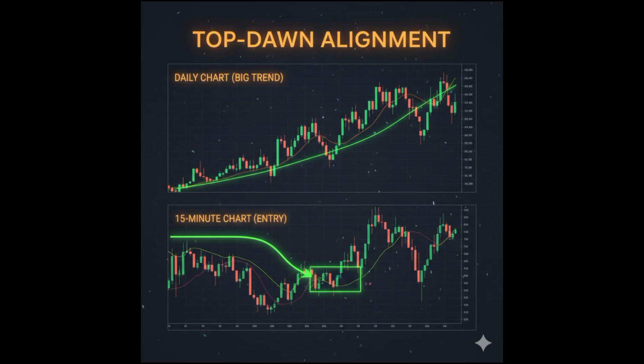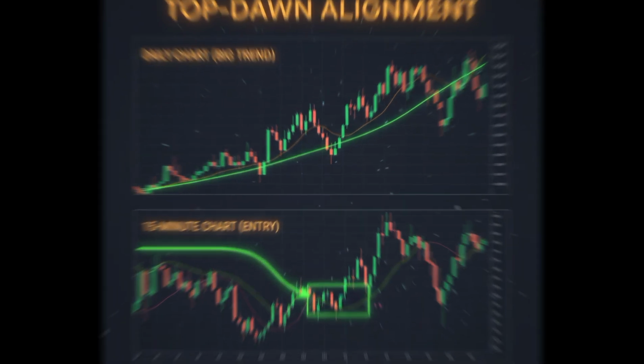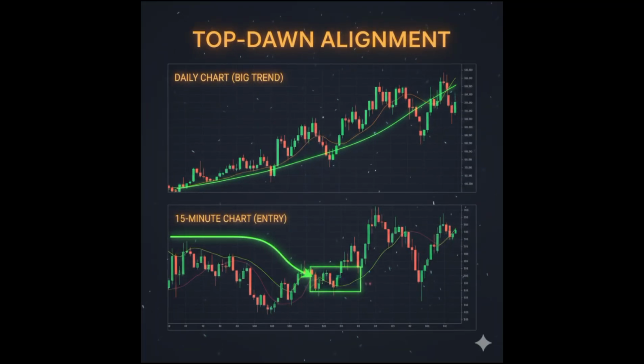Step 4. On the 15-minute, wait for a lower time frame break of structure. Wait for price to break the previous swing high or swing low on the 15-minute. Step 5. That BOS on the 15-minute, happening within the daily zone, is your entry signal. Why does this work? Because you've aligned two narratives. The macro, the daily, is supporting a move, and the micro, the 15-minute, is confirming the entry timing. When both timeframes align, the probability skyrockets.